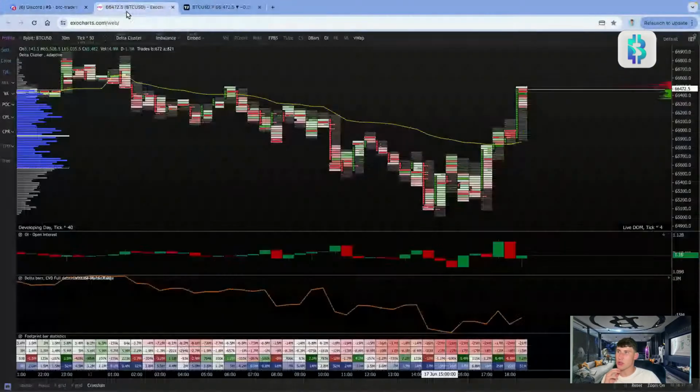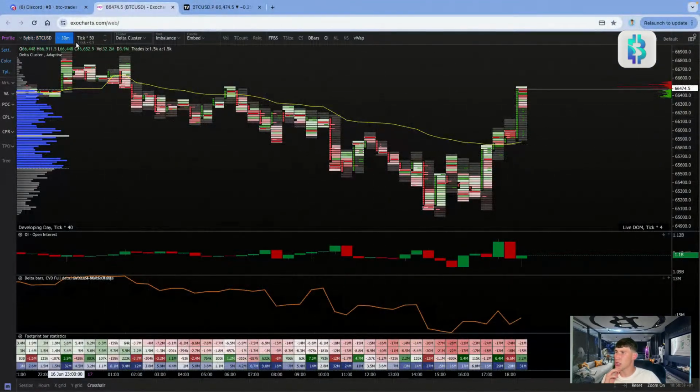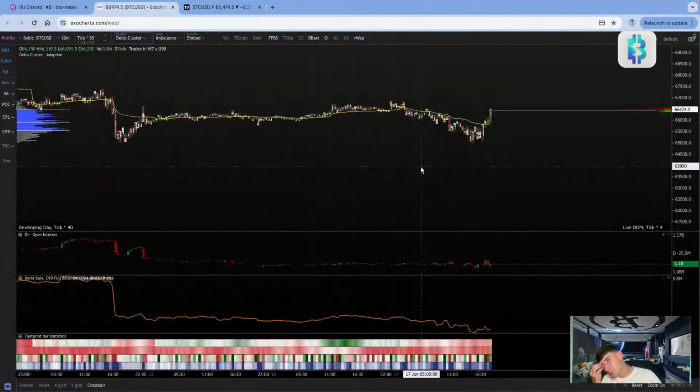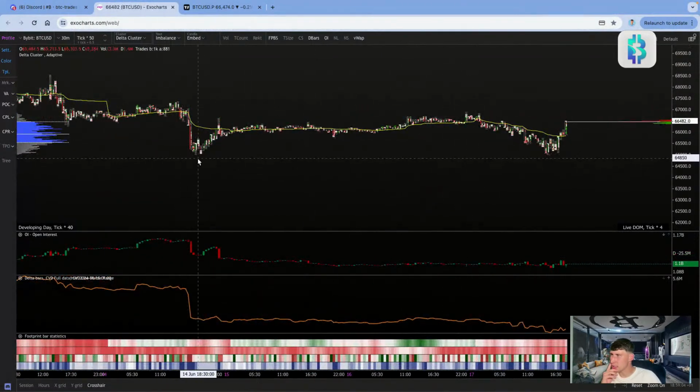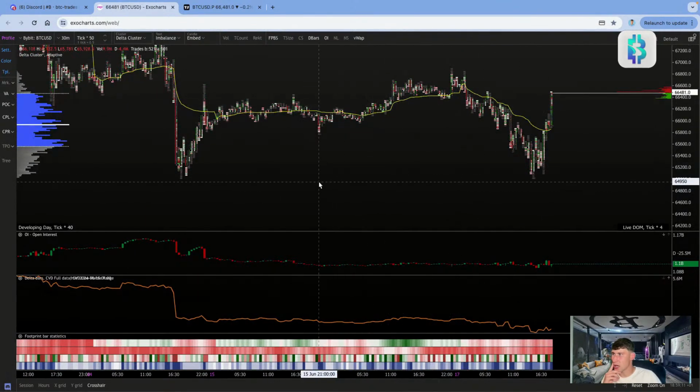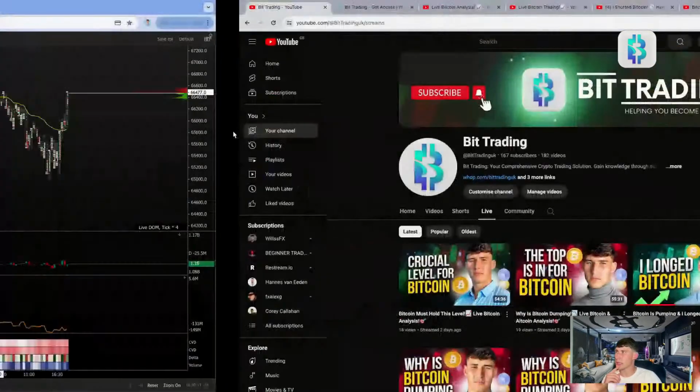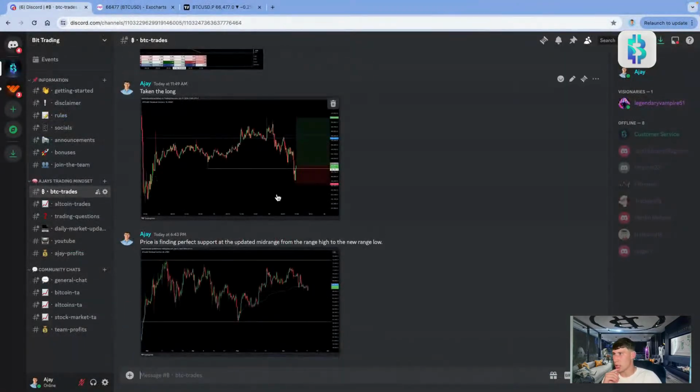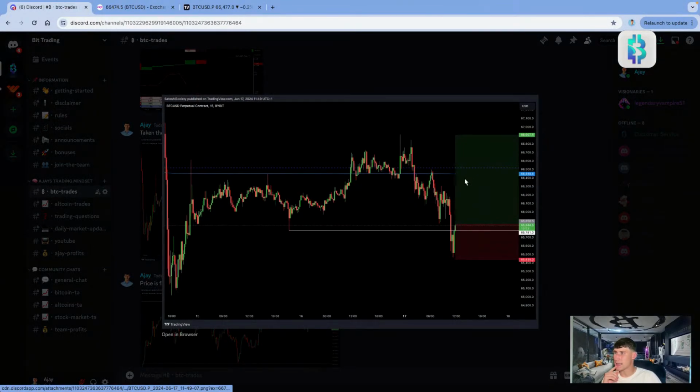For this, let's go over to Exo charts and actually see. So there was bullish CVD coming in. For me, there wasn't enough confluence for a long trade here. I did take a long today, if we take a look at the Discord, I did take a long today at 10 to 12, as you can see here. And I did actually get stopped out of that trade.